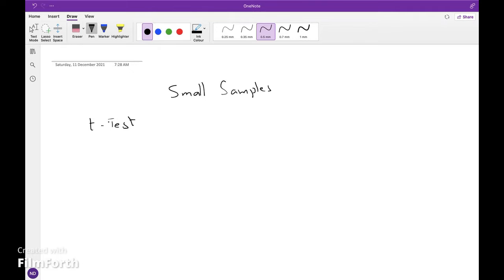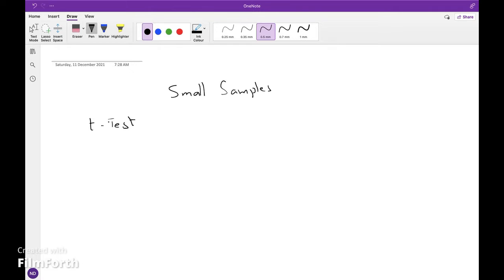We know that the sampling distribution of the sample mean is normal if the population is also normal. Even if the population is not normal, but the population standard deviation is known, the above distribution is approximately normal. For a large sample, even if sigma is not known, the standard error is s by square root of n, where s is the standard deviation of the sample.